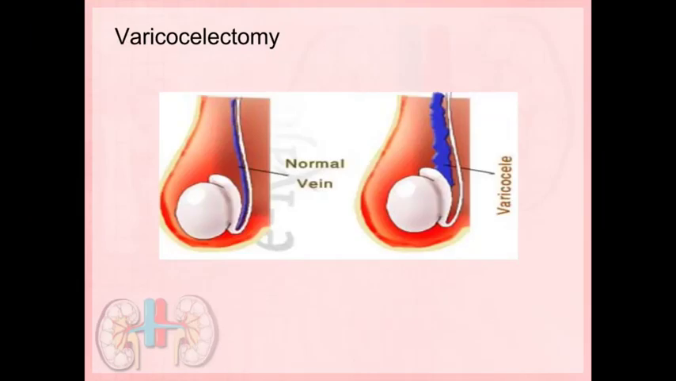A varicocele is a dilated vein of the spermatic cord and is associated with infertility and may result in atrophy of the testes. This is more common on the left than on the right. A varicocelectomy is the ligation of the vein to reduce venous backflow of blood into the venous plexus of the testes and to improve spermatogenesis.